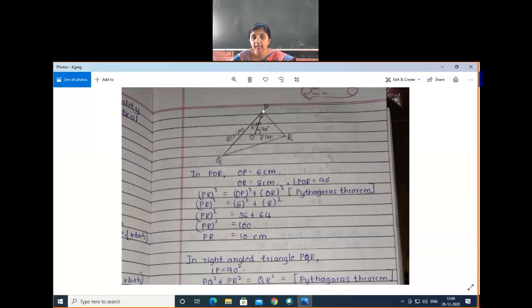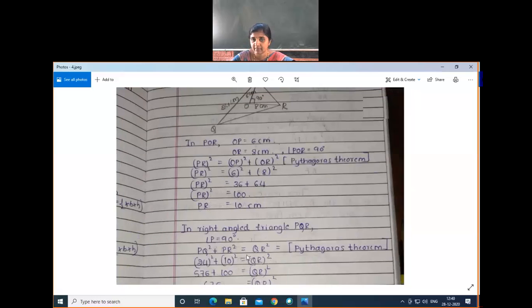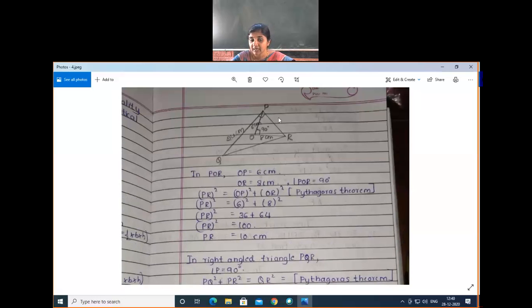Next, in triangle POR, right angle triangle, no? OP is 6, OR is 8, angle POR is 90 degrees, so you can easily find PR using Pythagoras theorem. You all know how to apply it. This is the hypotenuse now. PR square is equal to OP square plus OR square. Then the calculation: 36 plus 64 is 100. PR square is 100, so PR is 10 centimeters. We got the measurement of PR as 10 centimeters.